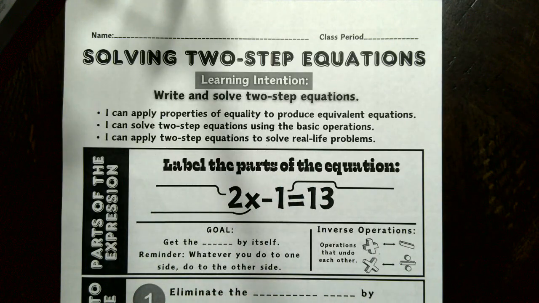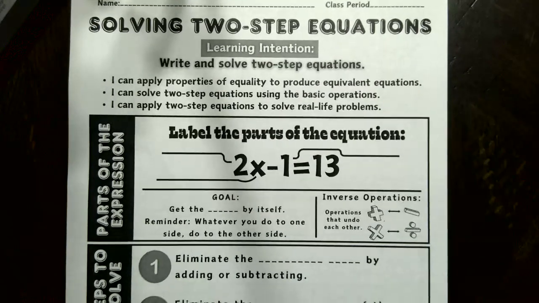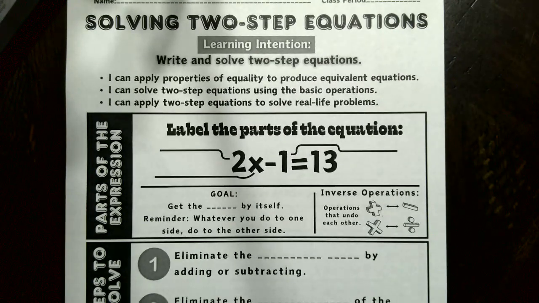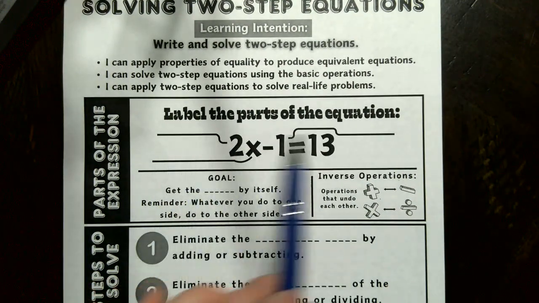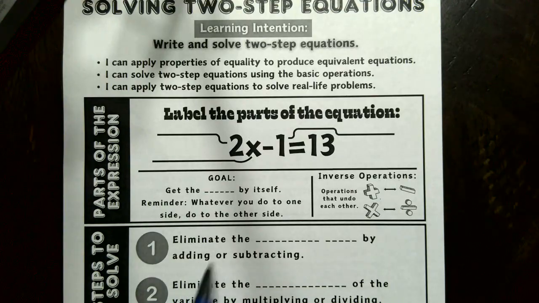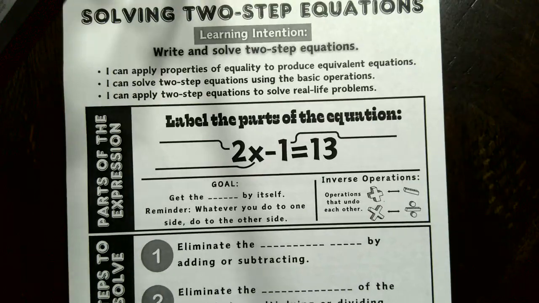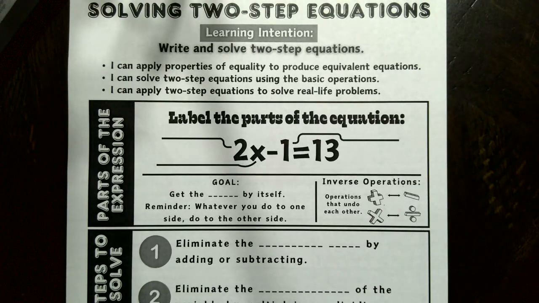The first part you're going to do here is parts of the expression. I just want to make sure that you know what each of these are. That's going to be your goal first, because when we get down to the steps to solve, if you can't tell me what each of these are, then when I break down the steps, you're not going to know what you're doing. These are terms you've heard, but it's a good reminder.